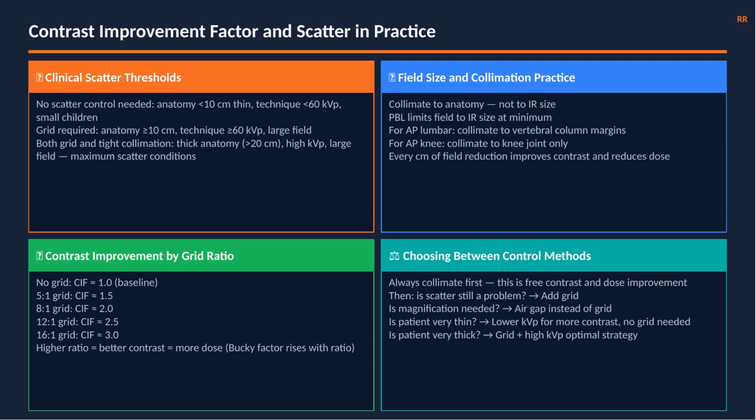Is the patient very thin? Lower kVp gives more contrast without a grid. Is the patient very thick? High kVp plus grid is optimal. Apply these decisions systematically and your scatter control is correct every time.